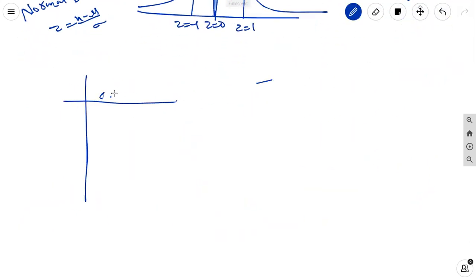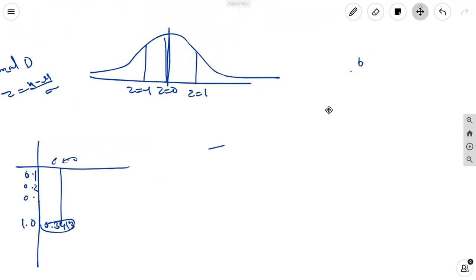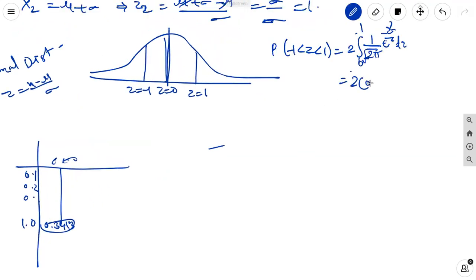Here the table is in the form like this, 0.00, 0.1, 0.2, like this. We can take 1.0, and 0.3413 is there. That value we substitute here: 2 into 0.3413 is equal to 0.6826. This is the value in between mu minus sigma to mu plus sigma.